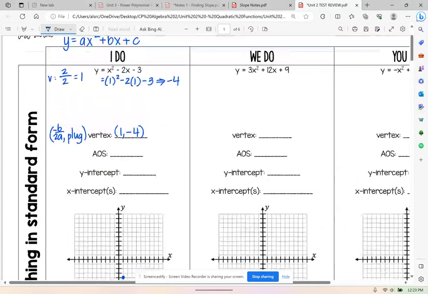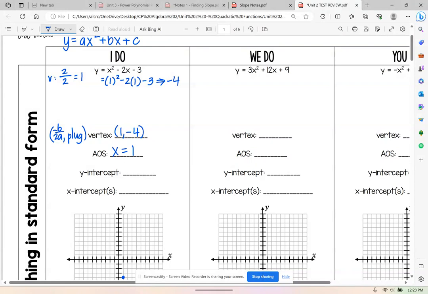Should this graph open up or down? It should open up because a is positive. Okay? Axis of symmetry. When we first quizzed on this, it is something that a lot of you missed points on. I don't want that to happen this week. Axis of symmetry is always x equals an equation. Always x equals. It's always the x coordinate of your vertex. In this case, that is 1.